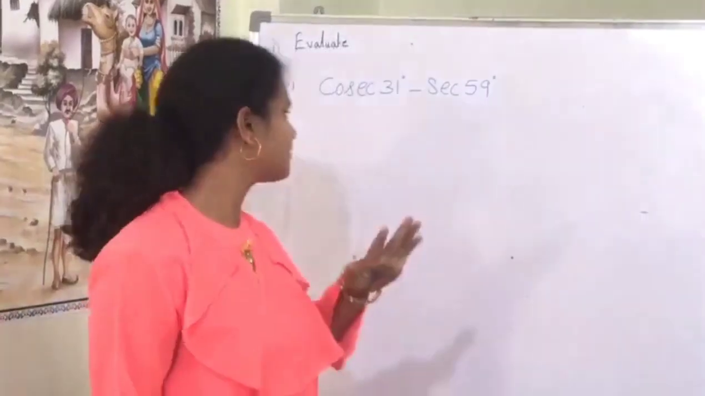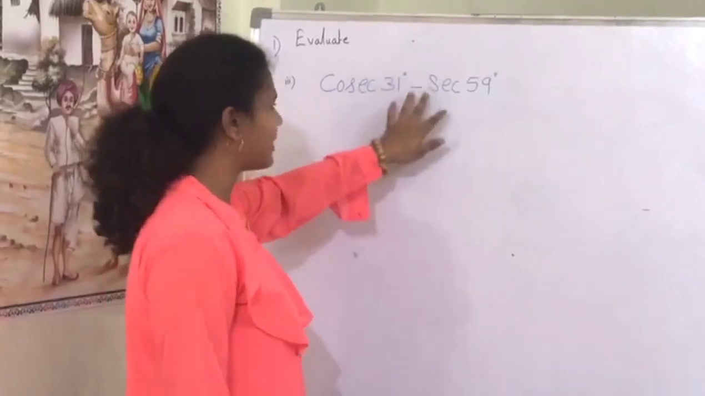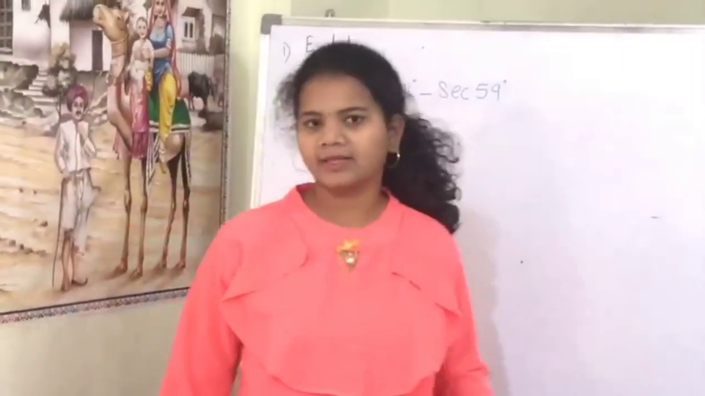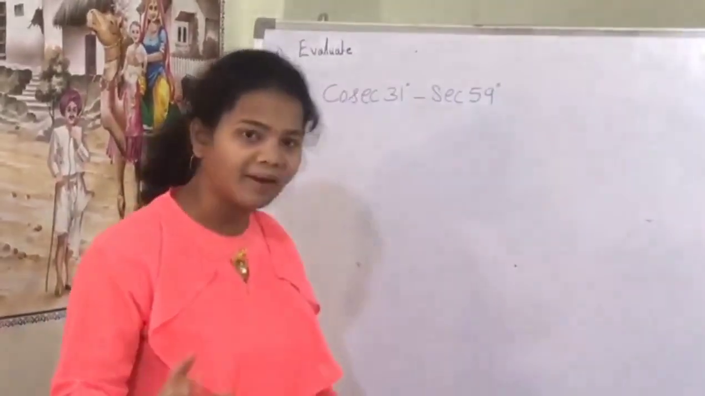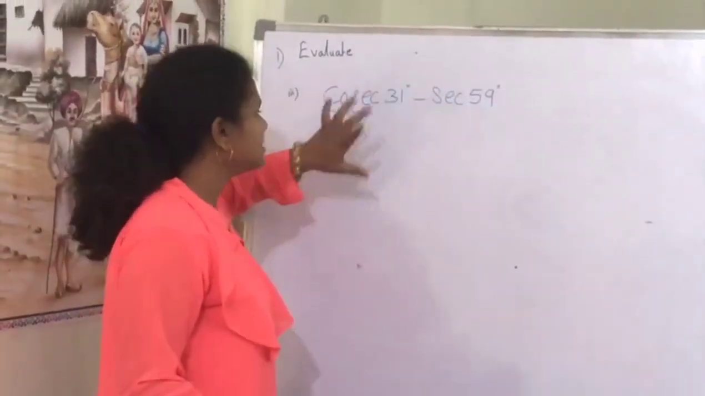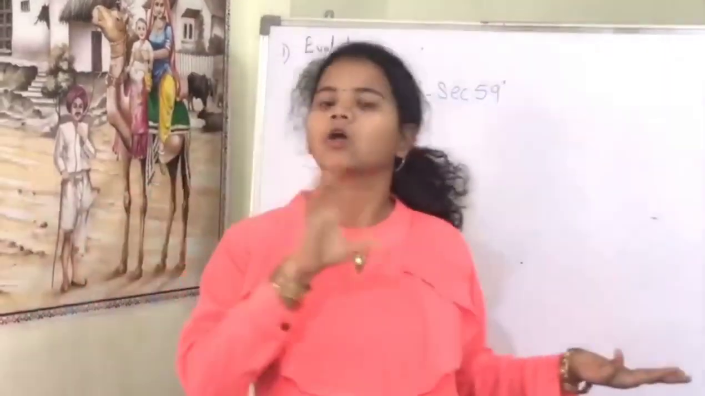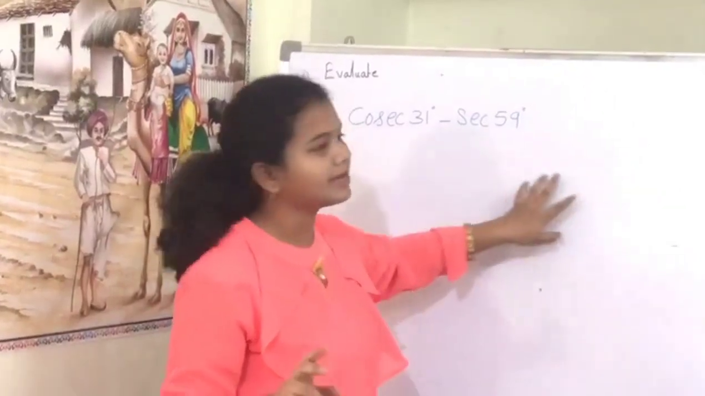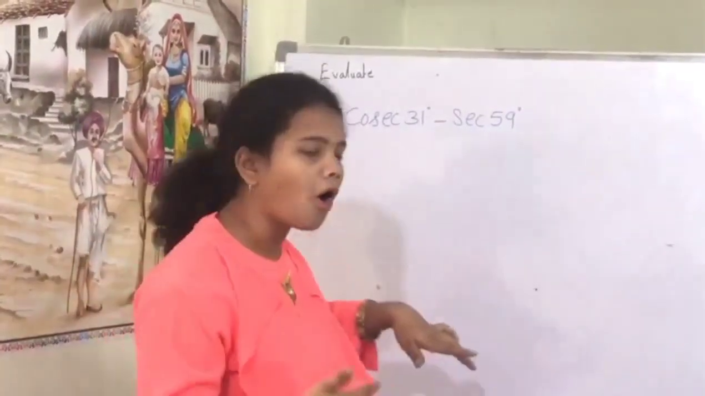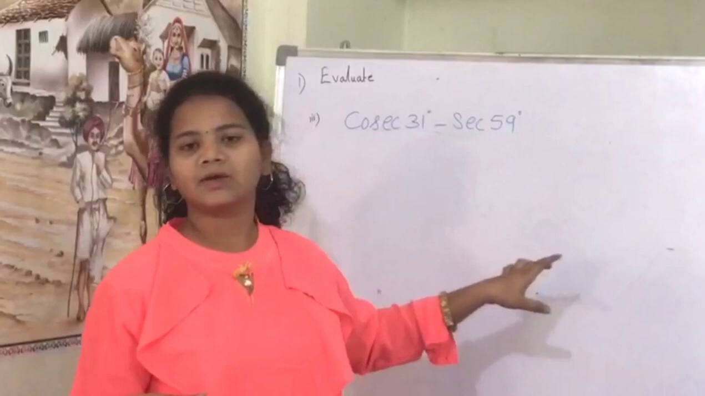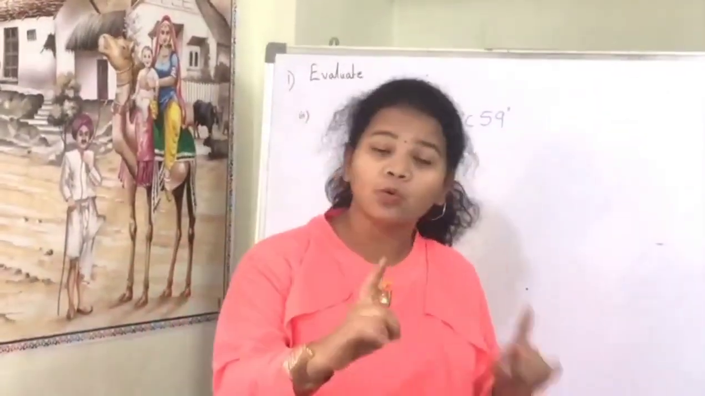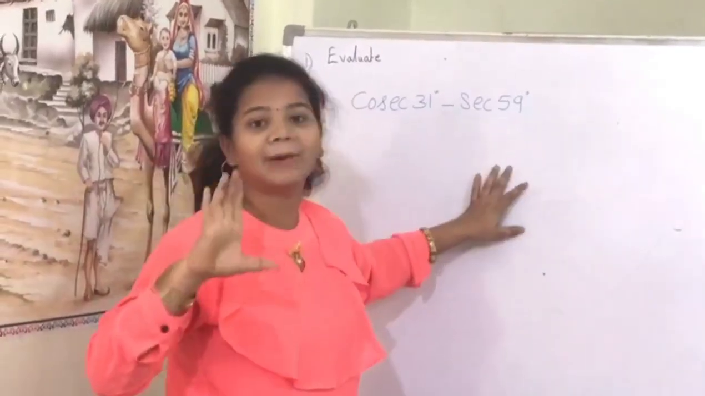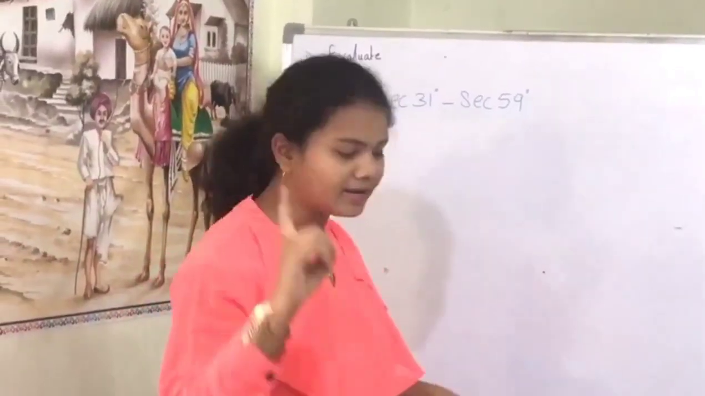Let's start with the third question, where cosecant 31 degree minus secant 59 degree. If you add 31 plus 59, it gives us 90 degrees. By this, we can solve the given sum by complementary angles. We can either use cosecant 90 minus theta gives secant theta, or secant 90 minus theta gives cosecant theta, but we must use only one angle.